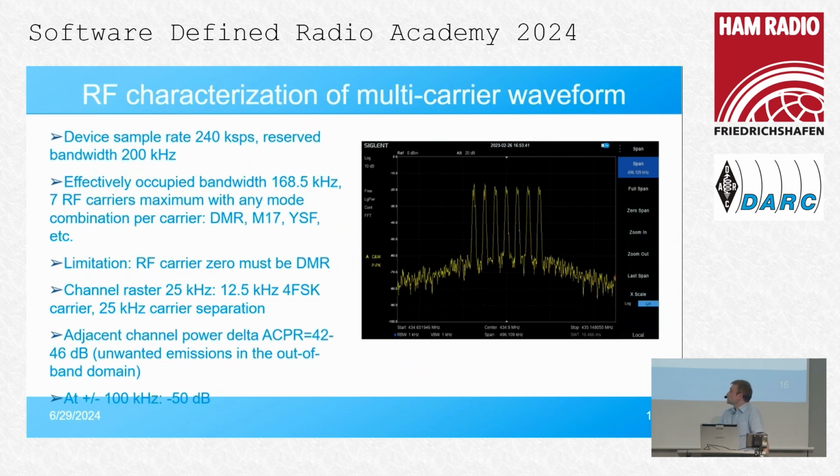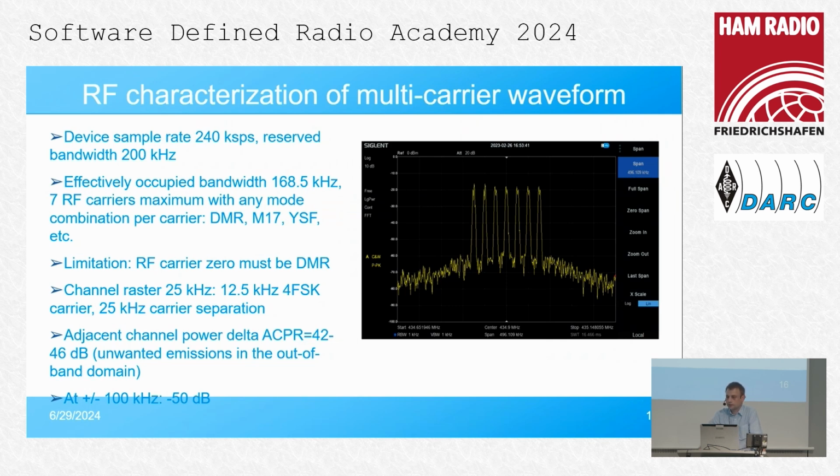So this is RF characterization. This is what the waveform looks like, captured on the signal analyzer. You'll note here that all 7 carriers are continuously transmitted for test purposes. The device sample rate is 240 kilosamples per second, and the effectively occupied bandwidth is 168.5 kilohertz, with a maximum of 7 RF carriers.